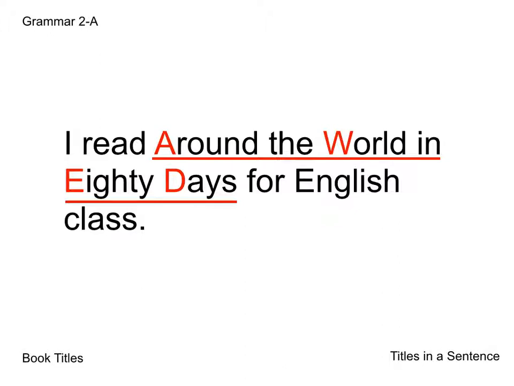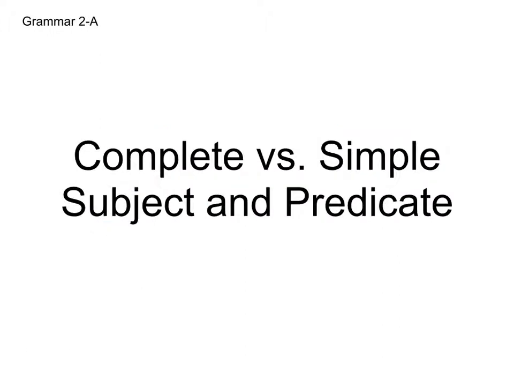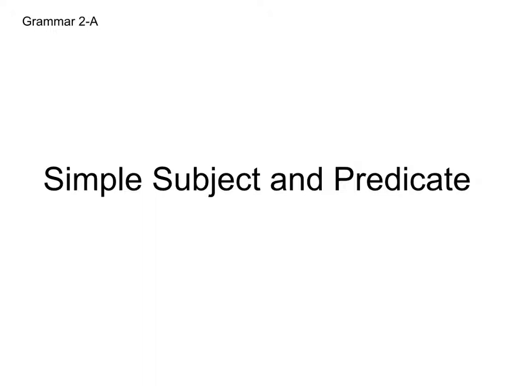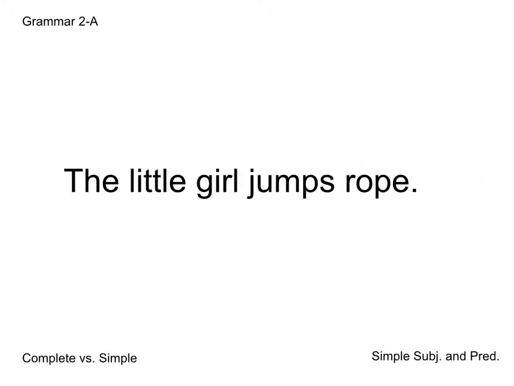So our last little bit is going to be complete versus simple subject and predicate. We are starting with the simple subject and predicate. We are going to look at the sentence, the little girl jumps rope. First, let's find the simple predicate. What is being done in this sentence? Well, jumping, that's being done. That is the predicate, the simple predicate. Who is doing the jumping? That's going to be the girl. The girl is the simple subject, just girl by herself.